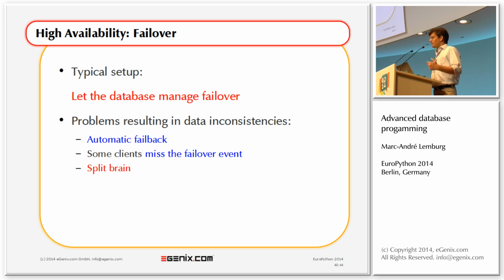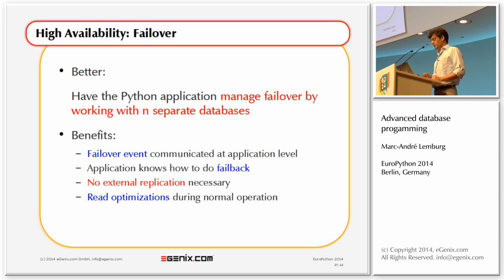Something that can happen is you can have automatic failback, which means that you have a failover situation where the system switches to a different database, and then it automatically comes back, but you're not necessarily sure that all the database servers have actually synchronized by then. So you can have what's called a split brain situation. The data is spread across different servers, but you're not necessarily sure whether all the servers have the same data. And of course, some clients may miss the failover event.